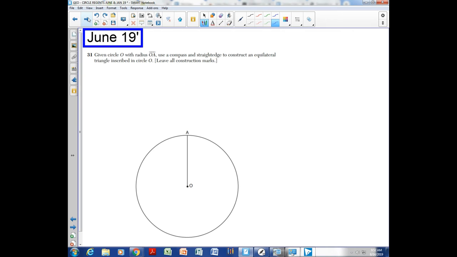Well, this is actually not very difficult. I'm going to begin by putting the pointer on point A and opening up my compass to the radius. And I'm going to lock that in. You want to lock in the radius of the circle. And then I am going to draw an arc that intercepts the circle twice. Now I could prove this to you, but I'm going to save that for another day. But these two points, which I'm going to emphasize in red, actually create an arc that is 120 degrees.